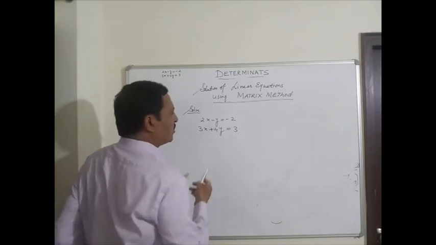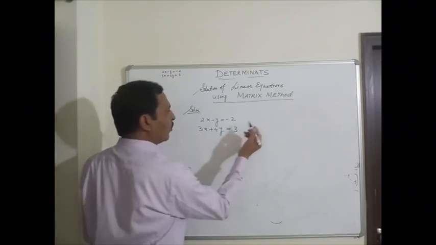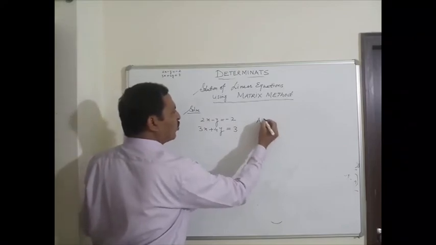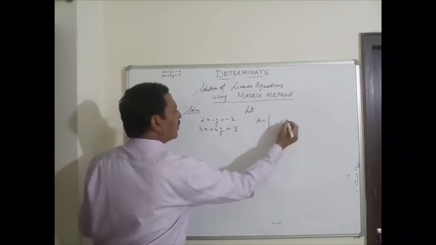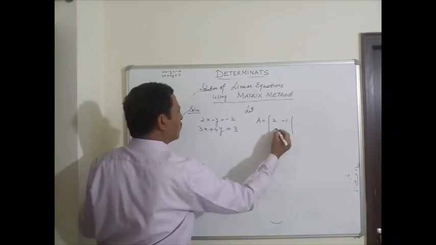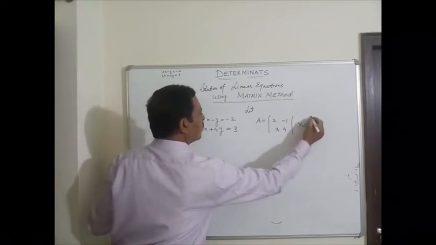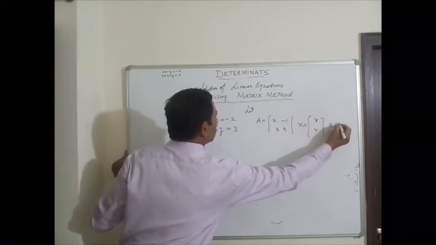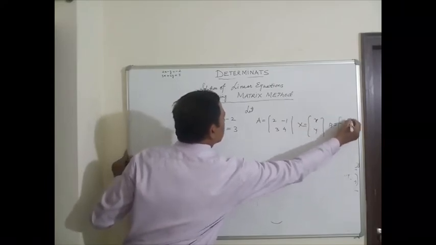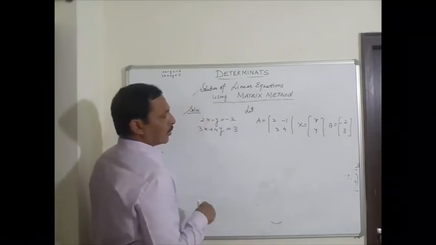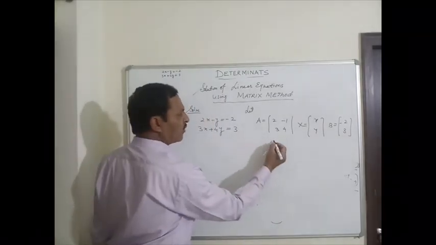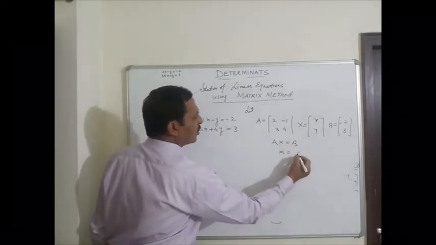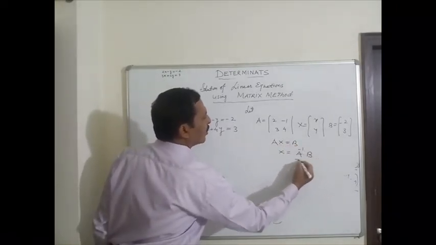Now for this particular system of equations, what was it? I repeat, our A matrix was what? Formed by the coefficients, that is 2, minus 1, 3, 4. X was the variable matrix, which is X and Y, and the constants were minus 2 and 3. The concept involved here is A into X equals B. So what is X equal to? It is A inverse into B.